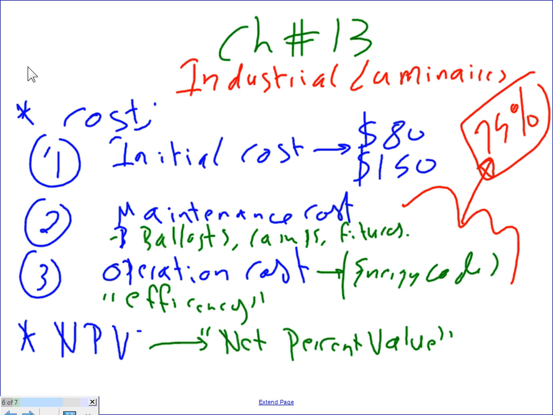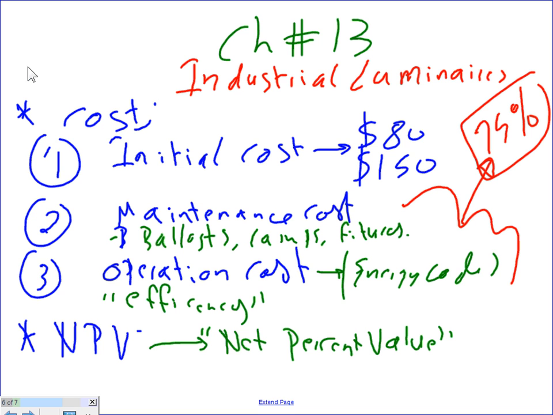What happens if you buy an expensive fixture? More efficient fixture, or what? That's the thing you have to consider. Initial cost: do I want to buy a $180 fixture or a $150 fixture? That's a decision that you're going to make.